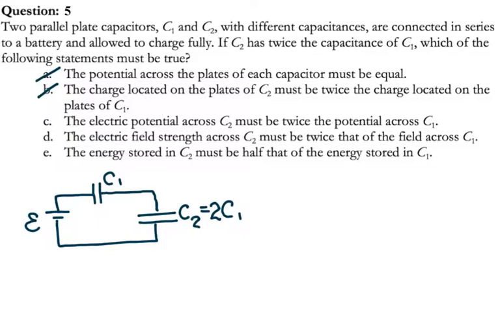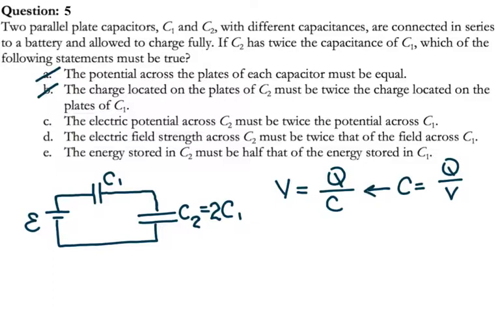The electric potential across C2 must be twice the potential across C1. And when I say electric potential, I mean voltage. And the voltage formula is voltage is equal to the charge over the capacitance, because the capacitance is equal to the charge over the voltage. So I can derive this formula.